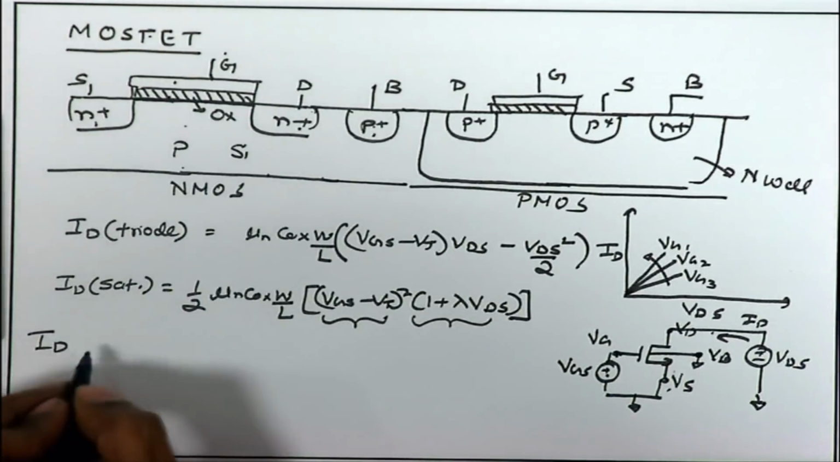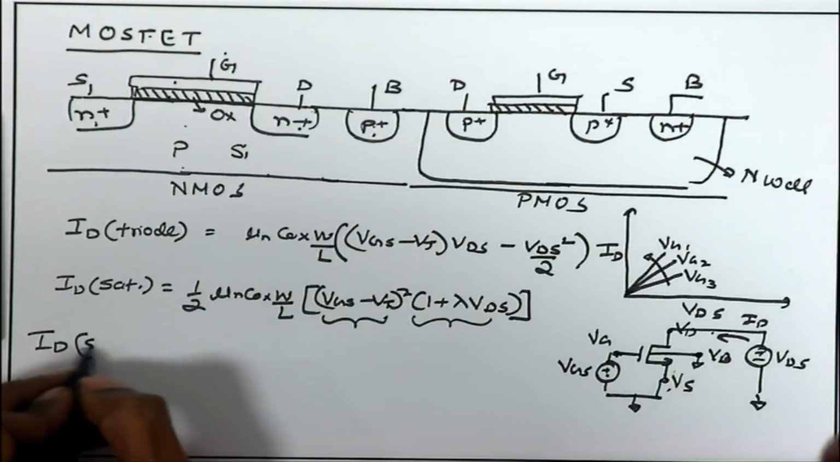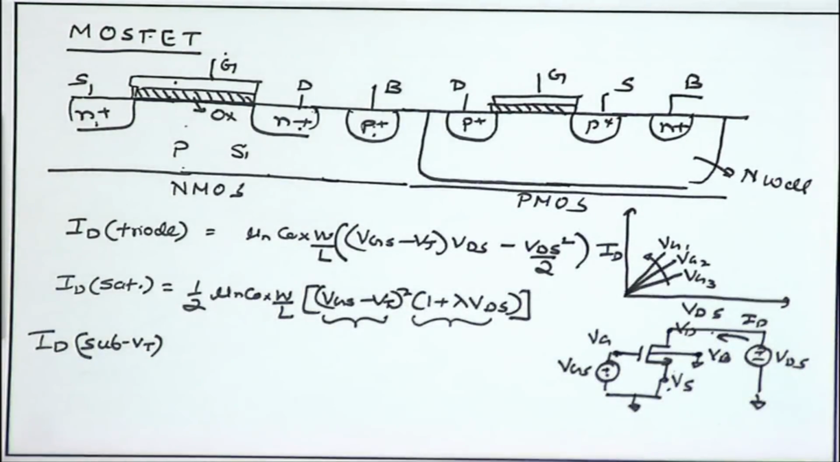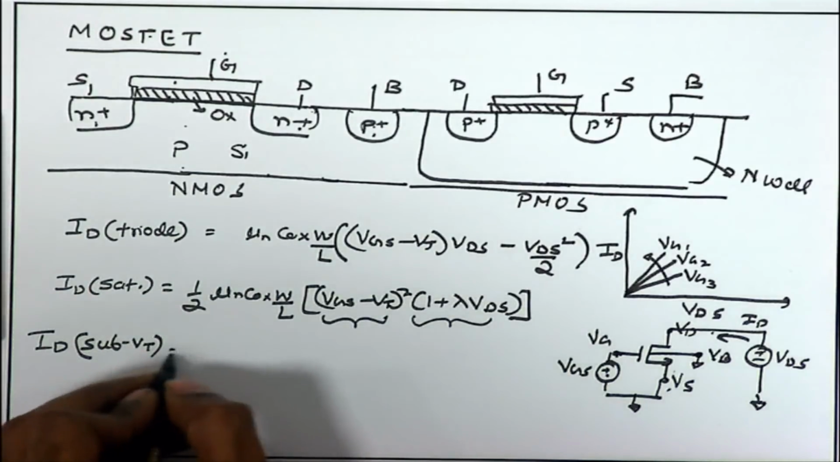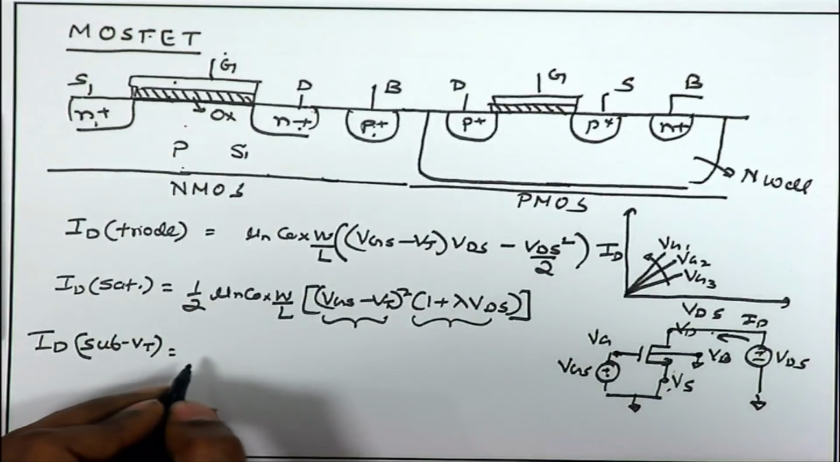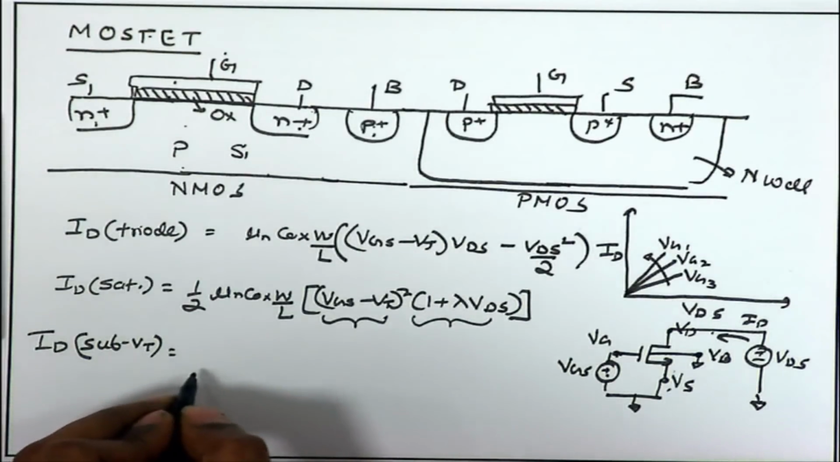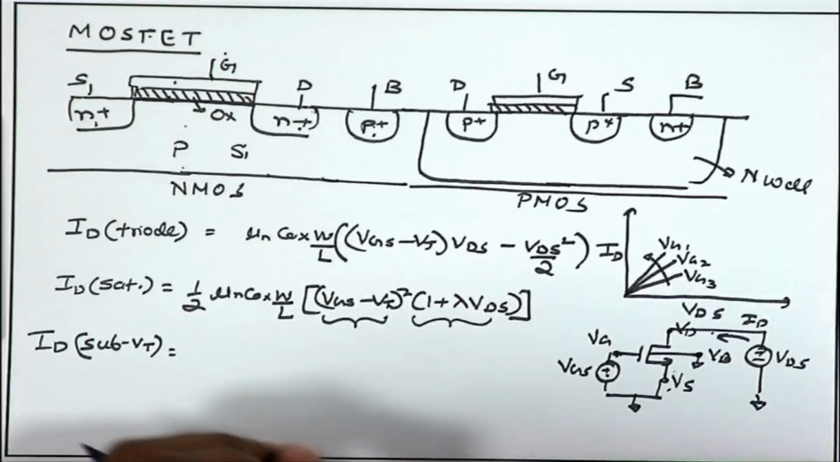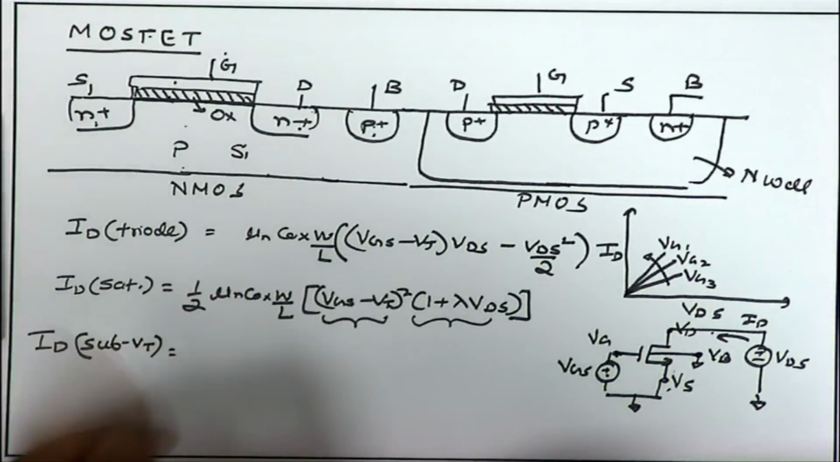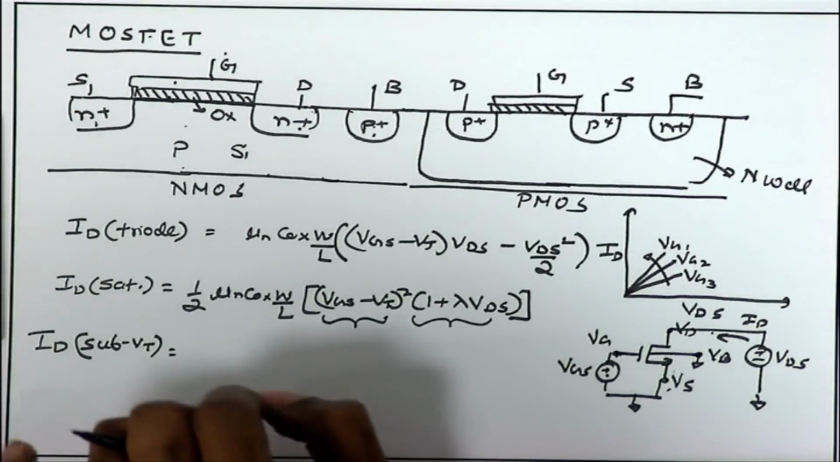We may at some point need the subthreshold, sub VT, characteristics of the MOSFET, which has an exponential dependency on the gate to source as well as drain to source voltages. Generally, when we are talking about very low power circuits, subthreshold operation is critical, where to save power we are lowering down the supply voltages.